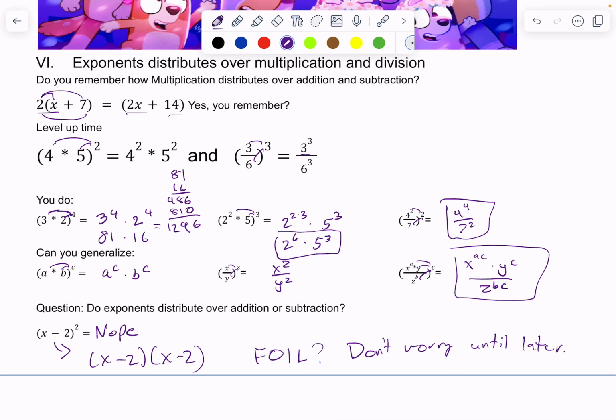There you go. That's a review of exponents. Everything you need to. You have a worksheet. Please do the worksheet.